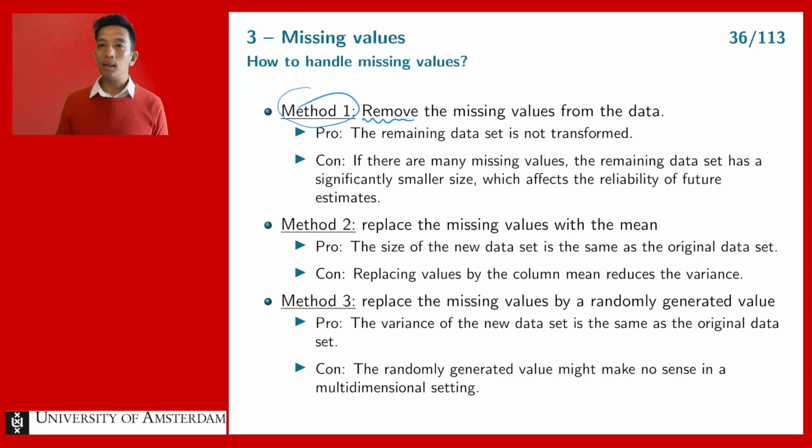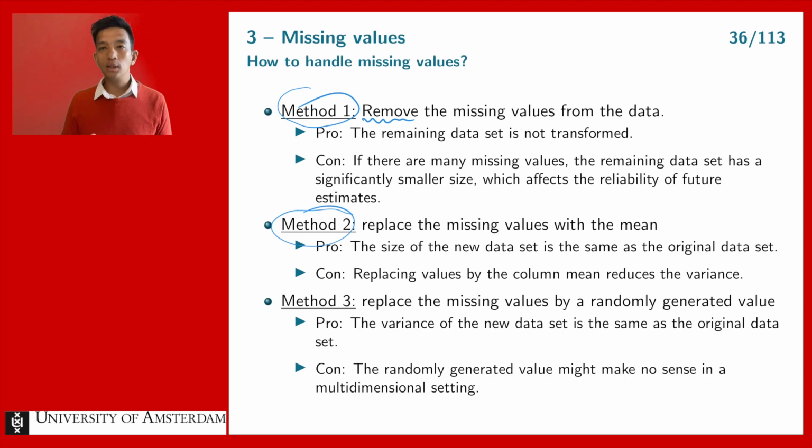The drawback is that, of course, if you have lots of missing data, then you are reducing the size of your data set. If you have 100 observations and 20 contain missing values, you end up with only 80 observations. And you know that doing statistics is more reliable when you have lots of data. So it could be that if there are many missing values and you remove all these missing values, you end up with a data set that is not reliable anymore. Then, to keep the data, you can move to method 2.